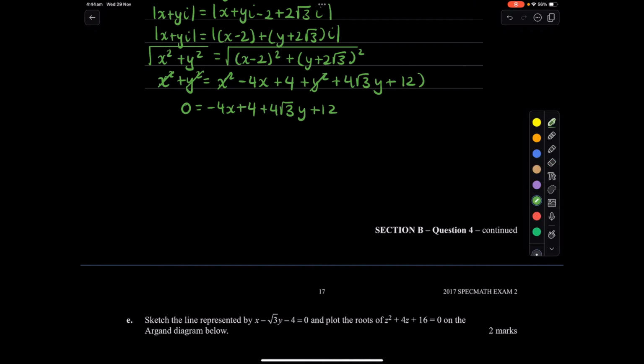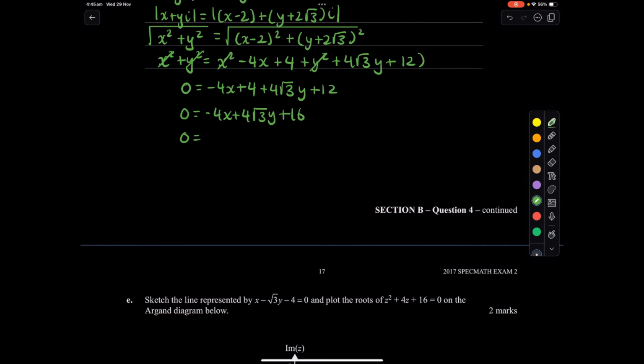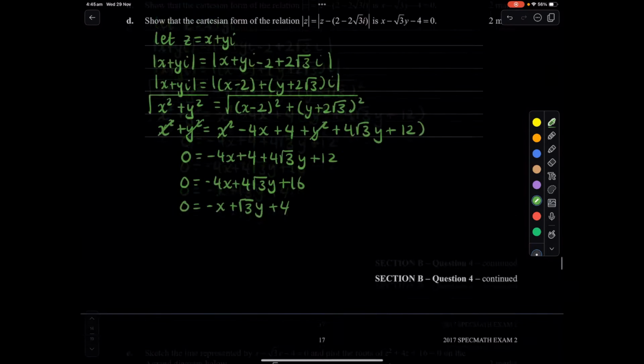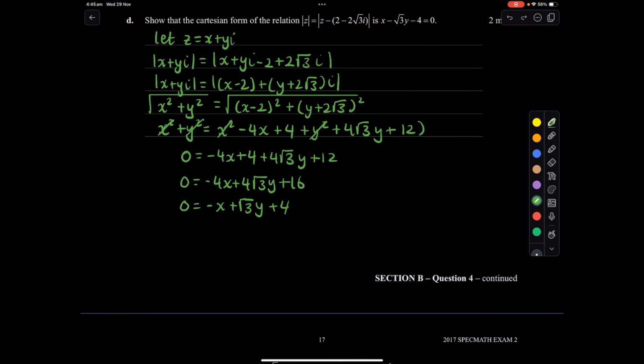So let's write that down. 0 equals negative 4x plus 4 root 3y plus 16. They have a common factor of 4, so we can take that out. So it would just be 0 equals negative x plus root 3y plus 4. And we want to show it's that, so we just need to bring it all to the left side. That will be x minus root 3y minus 4 equals 0. And we've just shown that. That's not easy.